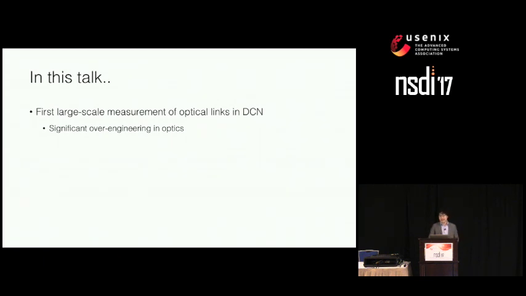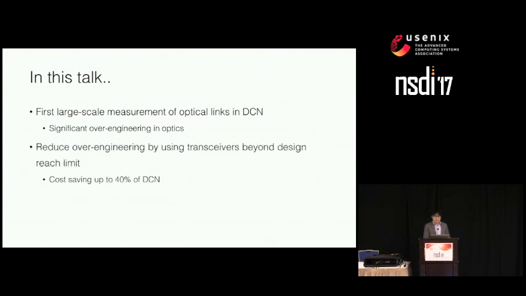What we found is a remarkably conservative state of affairs. What I mean by that is those optical links are very much over-engineered. Our idea is simply to reduce the over-engineering by using transceivers beyond their design reach limit. This approach can give us cost savings of up to 40% of the total data center network costs.